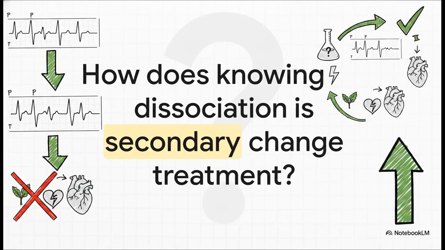And this brings us to the most critical clinical takeaway from all of this. Understanding that AV dissociation is a secondary response, it's a symptom, not the primary problem, fundamentally changes our entire approach. Our goal isn't to treat the dissociation we see on the ECG. Our goal is to find and to manage the underlying cause, whether that's something like digitalis toxicity, ischemia, or some other primary electrical disorder. That shift in focus is the absolute key to effective clinical management.